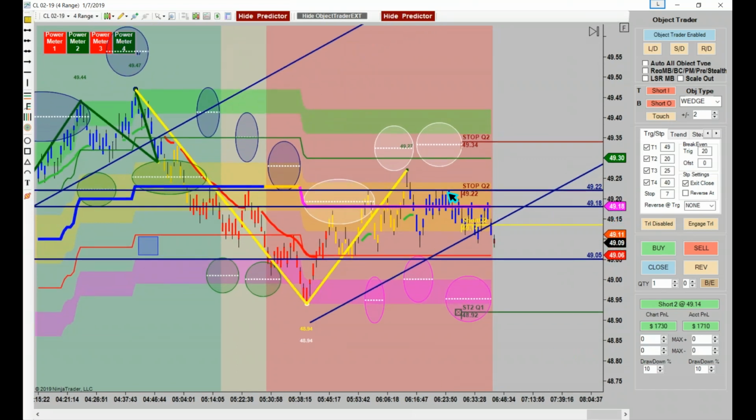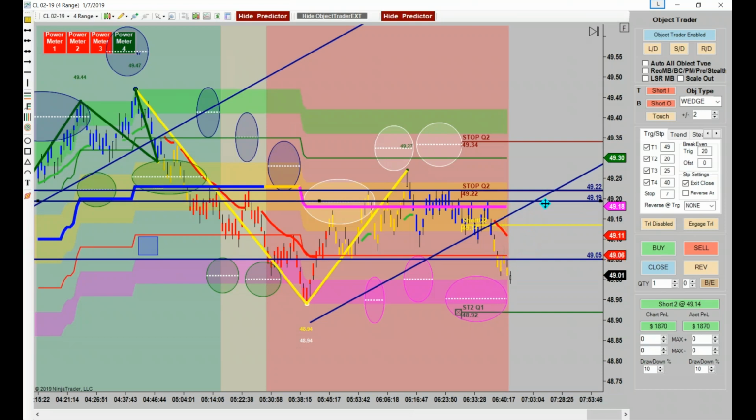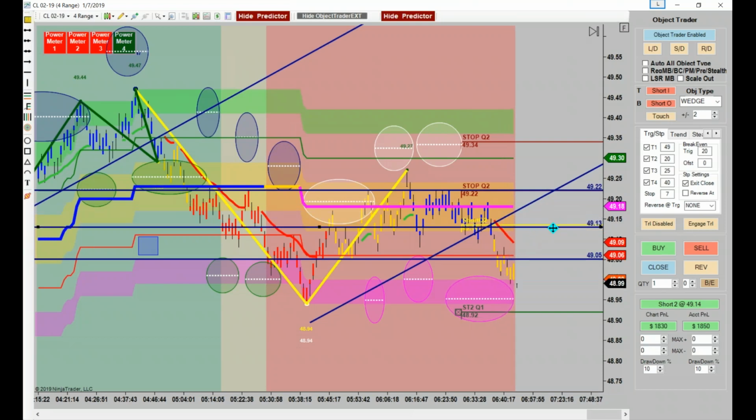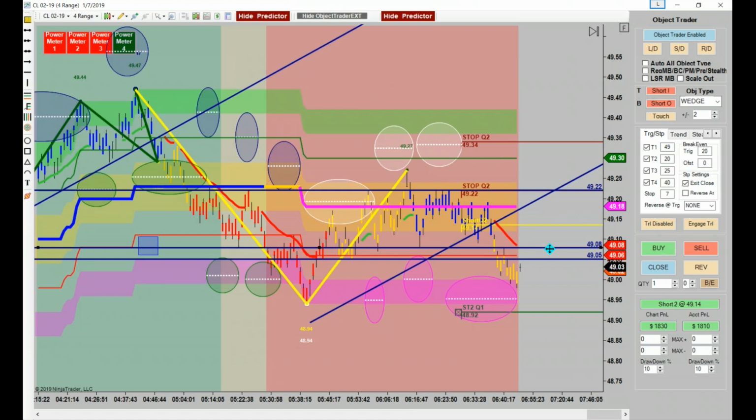See how it's starting to stair step down? Now, if it doesn't take out the swing, it did, so we're good. Where's our primary swing now? It's right here. Not quite. Now it's here.